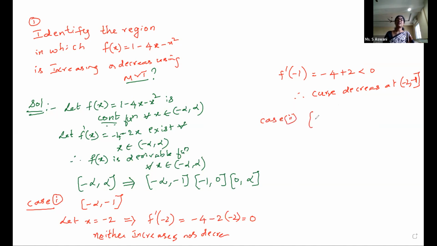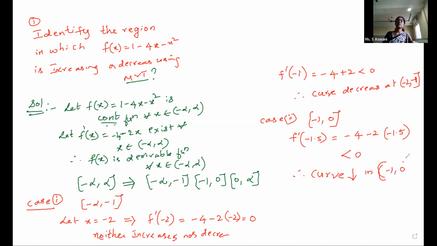ఇంకొక ఇంటర్వెల్ తీసుకుందాం, -1 to 0. ఓకే, f dash of -1.5 చెక్ చేసి చూడండి అమ్మా. -4 -2 into -1.5 ఎంత అవుతుందమ్మా? ఇది 1.3 అంటే ఇట్స్ less than 0. Therefore curve decreases in interval -1 to 0, రైట్?